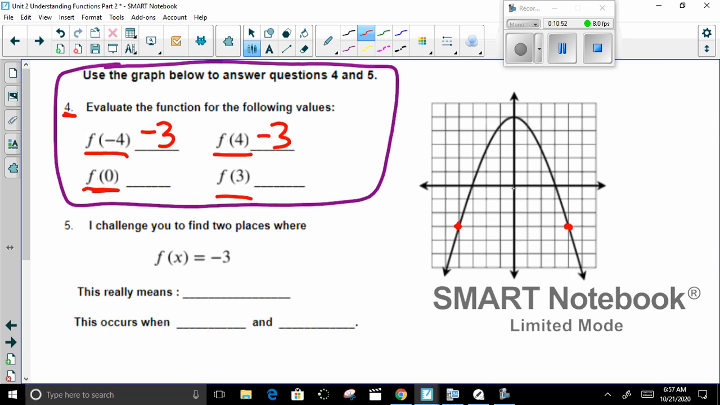F of 0 is right at the origin, but it looks like I have to go up to get to the graph. 1, 2, 3, 4, 5. And f of 3, when x is 3, 1, 2, oh, right on the line. Y is 0.